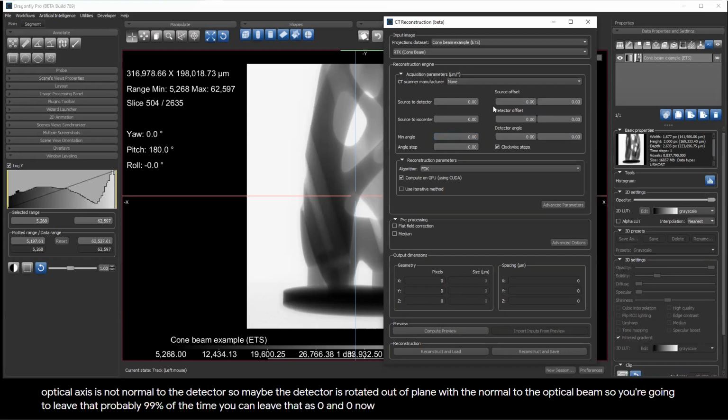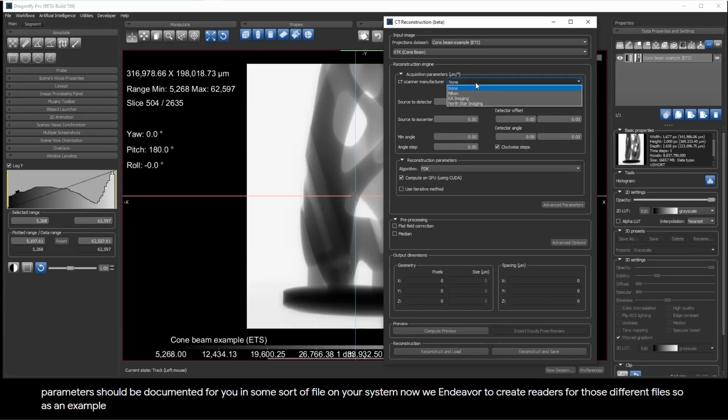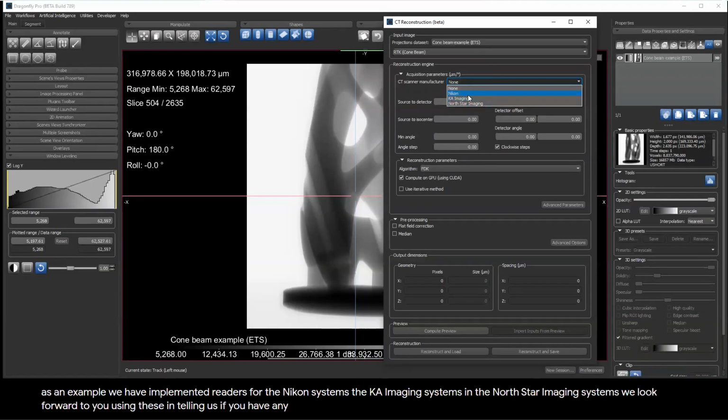Now, the good news is you shouldn't have to encode all of this information by hand most of the time. These parameters should be documented for you in some sort of file on your system. We endeavor to create readers for those different files. As an example, we have implemented readers for the Nikon systems, the KA imaging systems, and the North Star imaging systems. We look forward to you using these and telling us if you have any issues or if any parameters don't seem to be decoded properly.